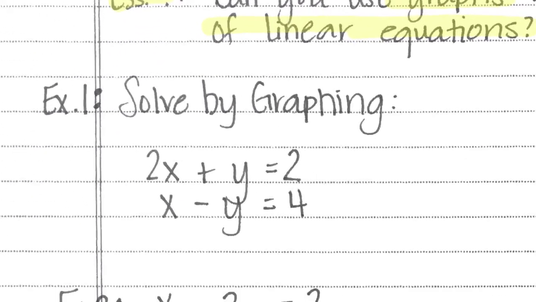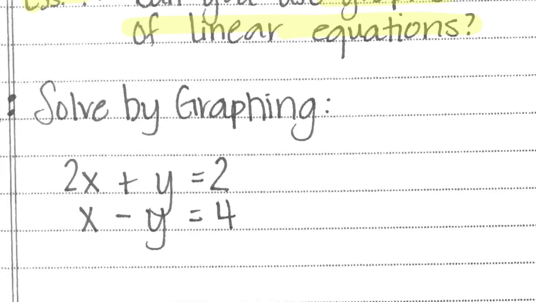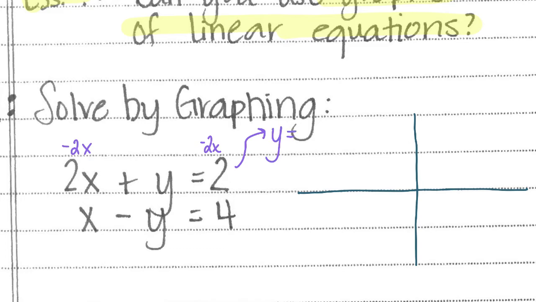So we do have to know how to graph. The first thing is hopefully remember how to graph. So looking at example 1, I'm going to graph these two equations. You can either make a table, or you can solve for y. So why don't I do two different ways? This one I'm going to solve for y. When I solve for y, I'm going to subtract 2x from each side. So y is equal to negative 2x plus 2.